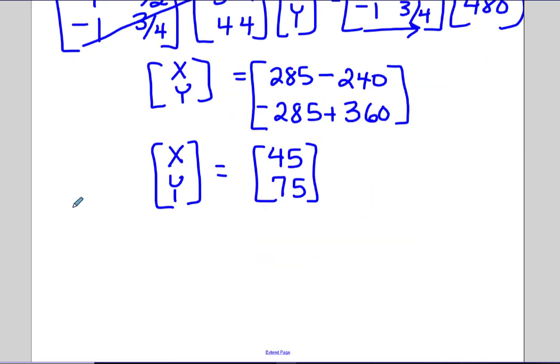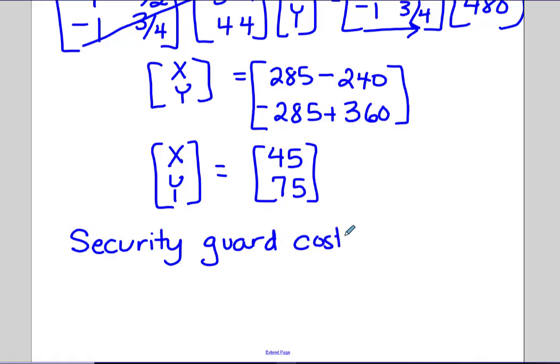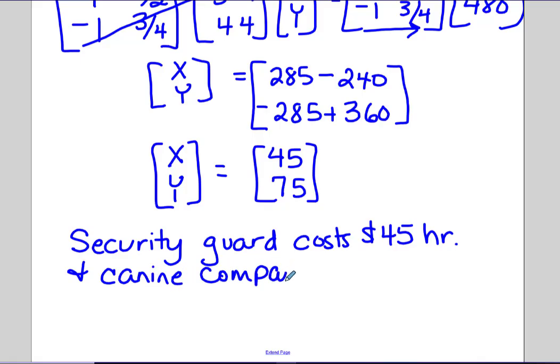And you may want to write that in a sentence so it makes sense to the context of the problem. A security guard will cost us $45 an hour, and the canine companion will cost us $75 per hour. Okay? So that's the end of lesson 5.